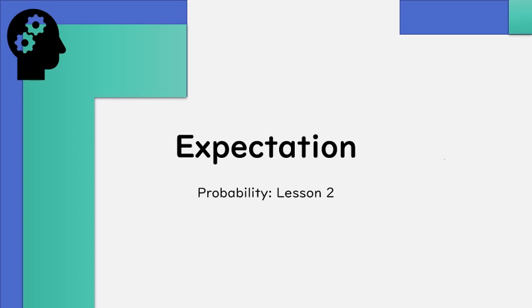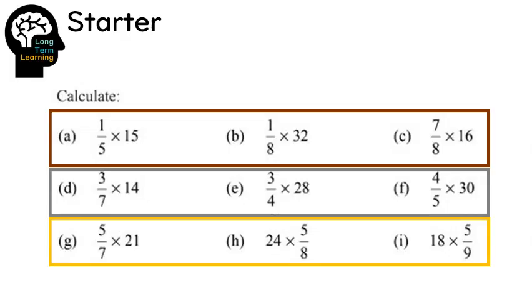Welcome back. Our second lesson on probability is expectation. For this lesson, we're going to need to be able to times fractions by integers. So this is your starter. If you know what you're doing, pause the video now, choose bronze, silver or gold and have a go at those. If you want an example, there's going to be one on the next slide.